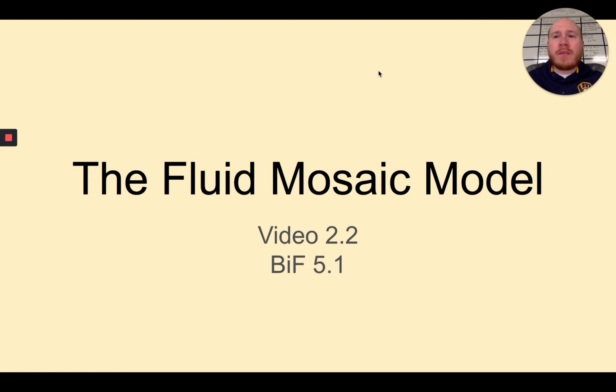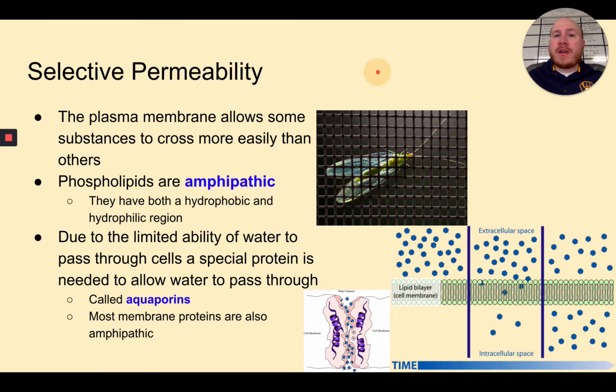This video is going to cover the fluid mosaic model, which is Biology in Focus chapter 5.1. The fluid mosaic model is talking about the cell membrane, or the plasma membrane, and you're going to see both used equally because they mean the same thing. The plasma membrane allows some substances to cross more easily than others, and we use the term selectively permeable. What it means is it gets to pick what goes into and out of the cell. Selective meaning choosing, and permeability meaning allowing to pass through.